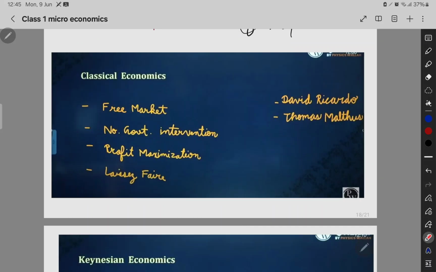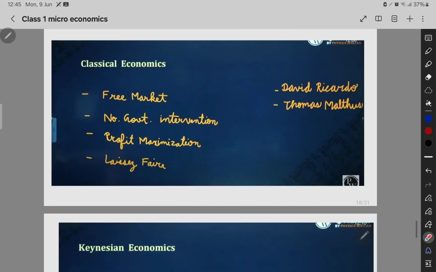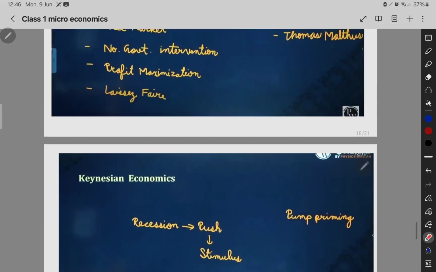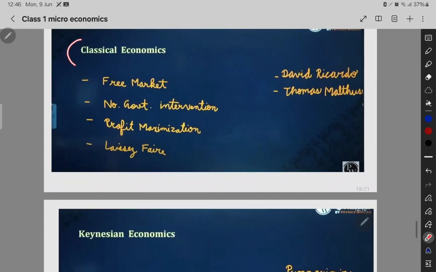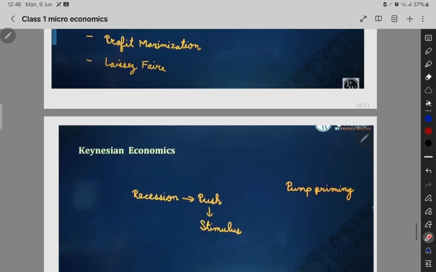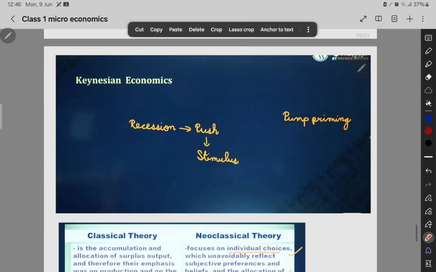Classical economics, what is it? This is almost similar to Say's law. मतलब this is similar to the Adam Smith model. It talks about a free market and no government intervention, that means maximum profit. And Say's law, मतलब no government intervention and only based on demand and supply. Okay, we have already discussed both of them. This is classical Adam Smith economics and Keynesian.